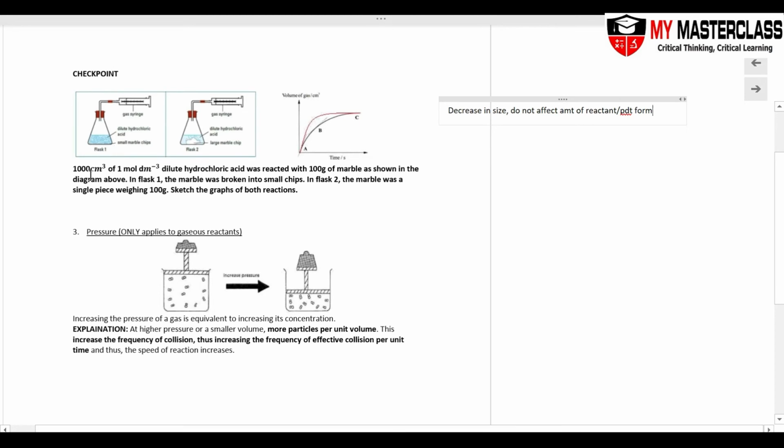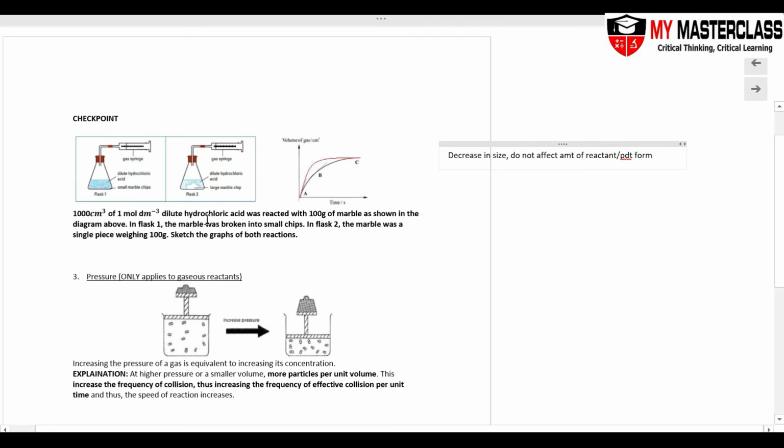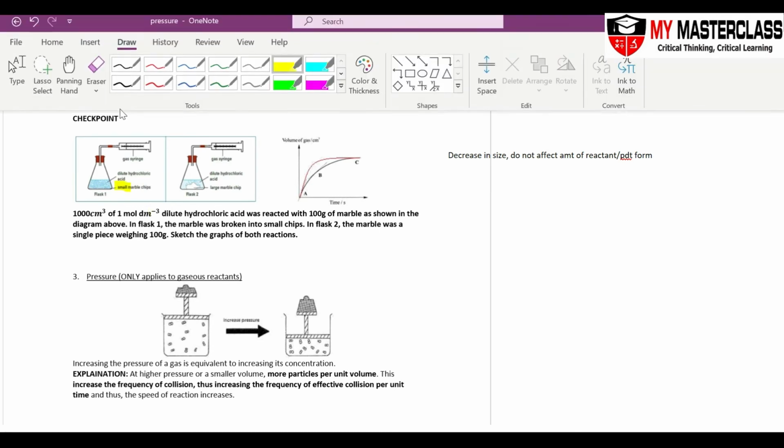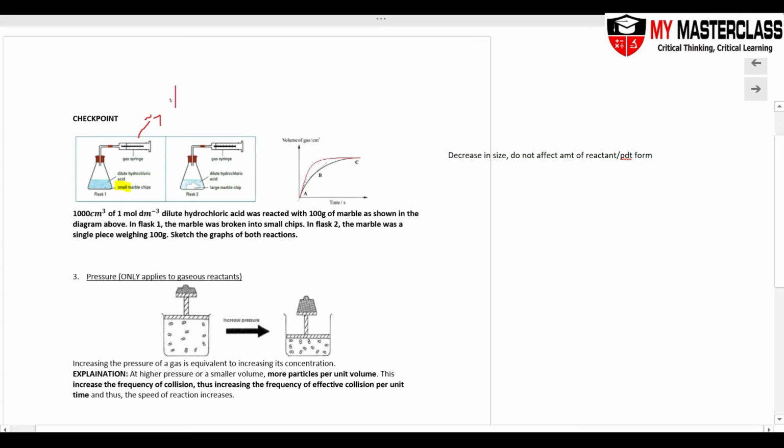In a question, if I have 1000 cm cube of 1 mole per dm cube of acid, and this will react with 100 grams of marble. In flask 1, I am using small marble chips, which means decreased size. In flask 2, I use large marble chips, which means increased size. So the speed of reaction, of course, flask 1 is faster.